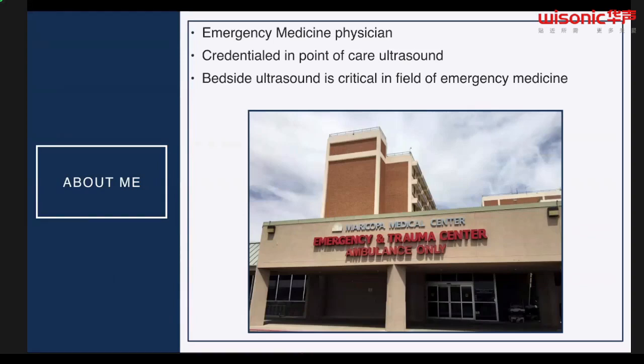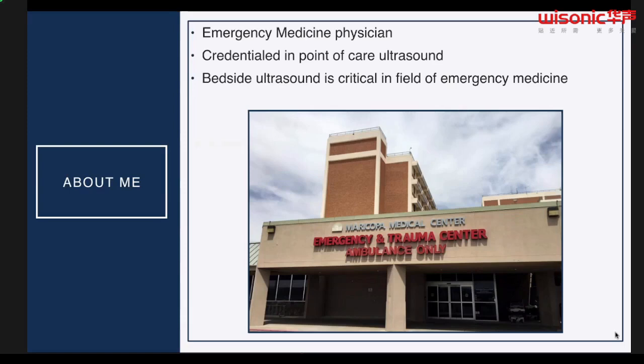So I'm an emergency medicine physician. I am currently located in Phoenix, Arizona. So this is the hospital that I work at. It's now called Valleywise Hospital. So I'm credentialed in point of care ultrasound. So I'm a little bit different than some of the other speakers that Wisonic has had so far for this MSK webinar series. That's been absolutely fantastic so far.